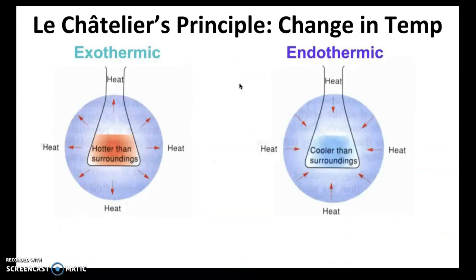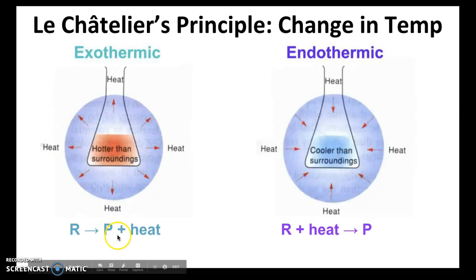Okay, we looked at adding or removing reactants and products. We looked at pressure. Now let's talk about change in temperature. And for this, we want to think about exothermic and endothermic reactions. Remember, in an exothermic reaction, you release heat. So you can think of heat as being a product. And for an endothermic reaction, you gain heat. So you can think of heat as being a reactant. So that's what I've written here. You might want to write this on that same slide.